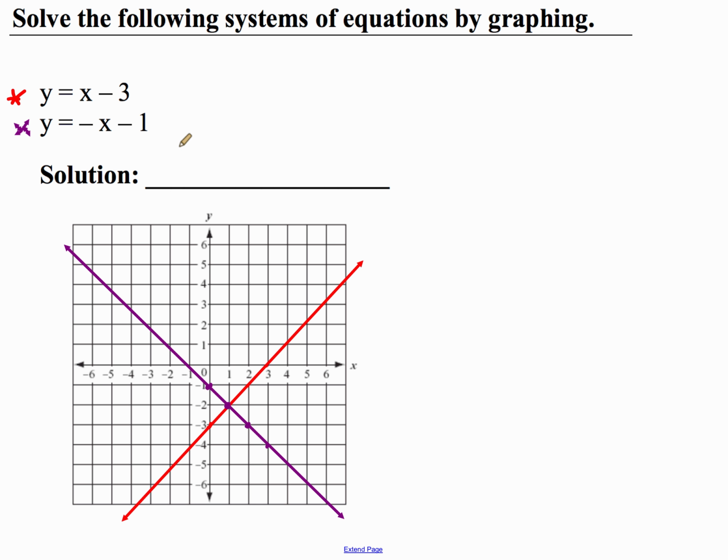Now I'll write that down. Solution is 1, negative 2. It's where 1, negative 2 is a point on both lines and therefore a solution to both linear equations.